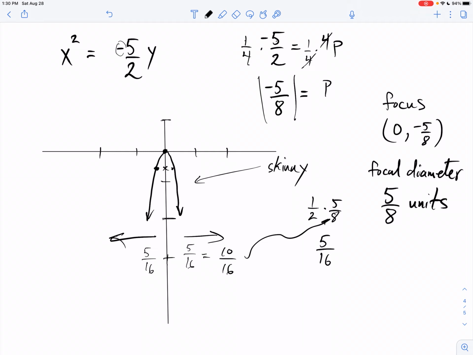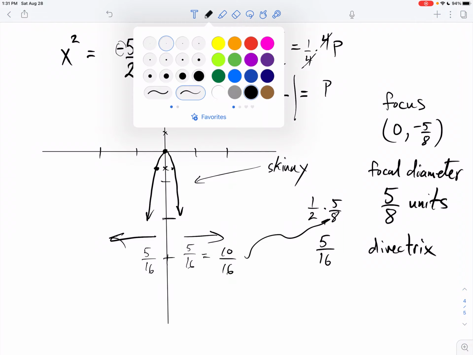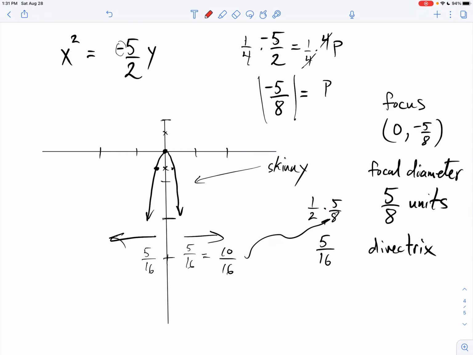Now, I'm almost done. What's the last piece of the puzzle? Directrix. And when I want to find the directrix, well, I would go the opposite of the focus. So I'd go 5/8 up. And just like other parabolas we've drawn, the directrix this time would have to be a horizontal line. It crosses the y-axis at 5/8, so we call it y equals 5/8 because it's horizontal. And that's all she wrote.